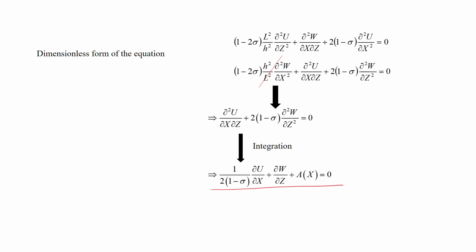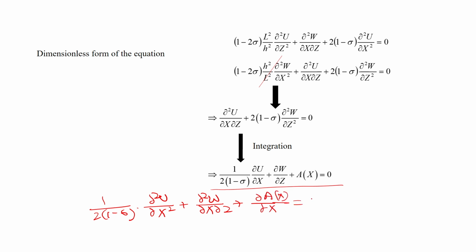So far so good. Now, I can do one thing: I can differentiate it with respect to x. It will be 1 by 2 into 1 minus sigma, del square u by del x square, plus del square w by del x del z, plus del of A of x by del of x, and this is equal to 0.